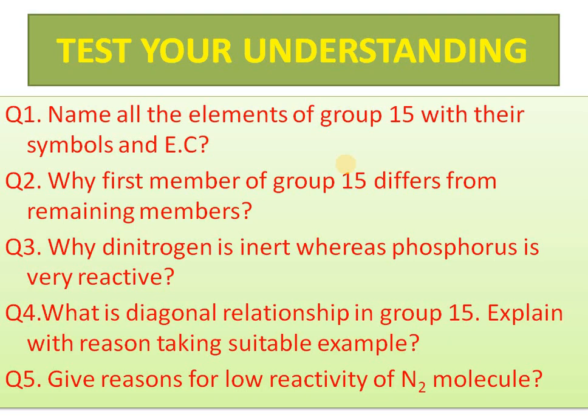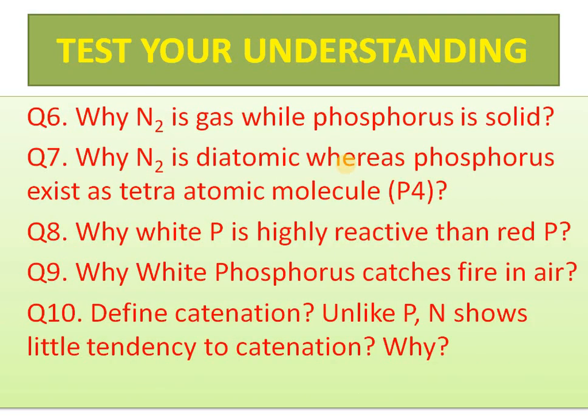Diagonal relationship we have discussed already in the previous videos. Please take care of that. Explain with reason and suitable examples. Diagonal elements of the 2nd and 3rd period have similarity. And give reasons for low reactivity of nitrogen, that we have discussed already, because of its highly inert nature. Why inert? Because bond dissociation energy is very high.